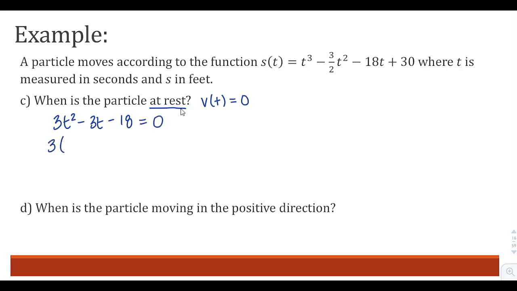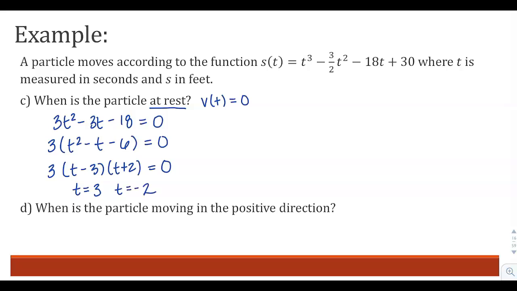Well, let's factor out the 3: t squared minus t minus 6 equals 0. And then we'll factor the quadratic, so (t minus 3)(t plus 2) equals 0. So now we can set each factor involving t equal to 0, so we end up with t equals 3 and t equals negative 2. Now here, one of these two answers doesn't make sense, negative 2, because time is in seconds. So the particle is going to be at rest at 3 seconds.